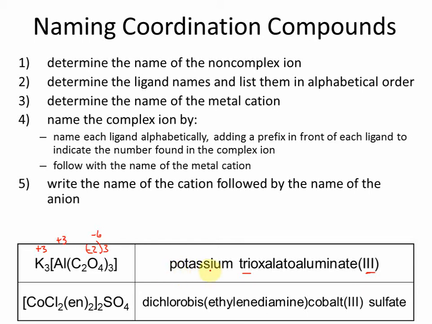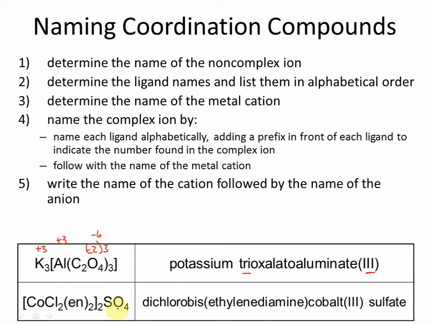So let's try this cobalt complex. Here we have the cobalt complex, which is the cobalt with the 2 chlorides bound to it and the 2 ethylene diamine ligands bound to it. So that's the complex. The coordination compound is the whole thing, including the sulfate counterion. Notice the sulfate is not written inside the brackets. That tells me that it's not bound to the cobalt.